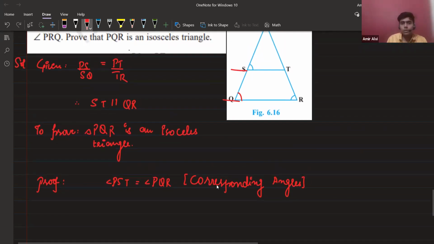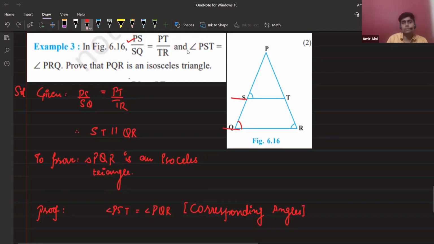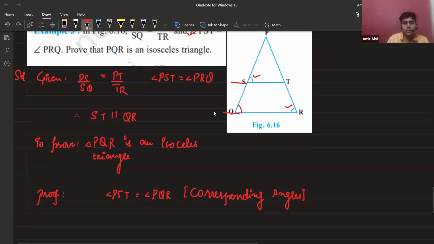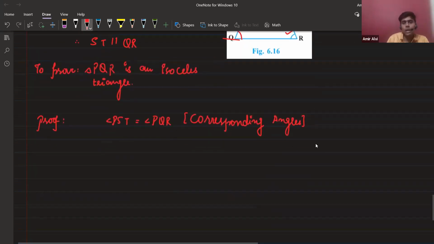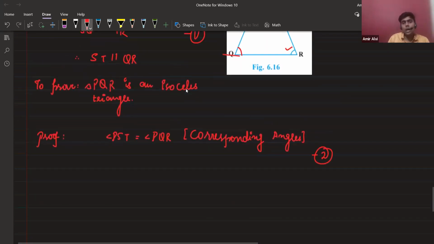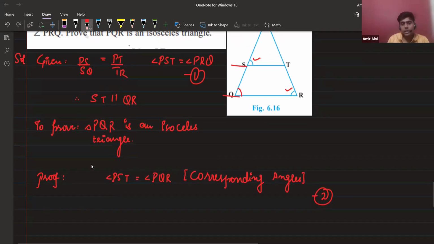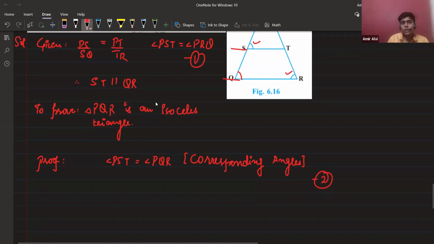Now, Adil, one more thing is given here: angle PST is equal to angle PRQ. It means this angle is also given equal to this angle. Suppose this is equation number 1 and this is equation number 2. The left hand sides of both the equations are equal, yes or no? Yes. So I can equate the right hand sides of the equations because the left hand sides are equal.